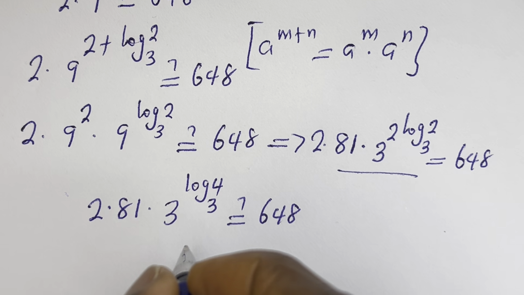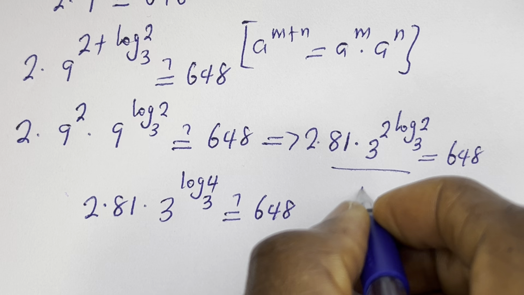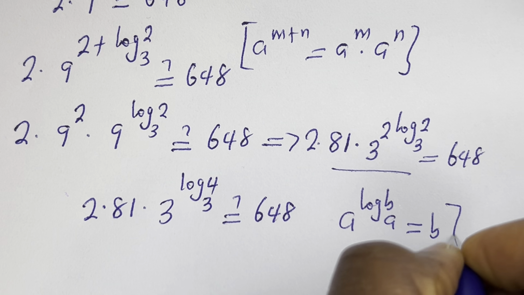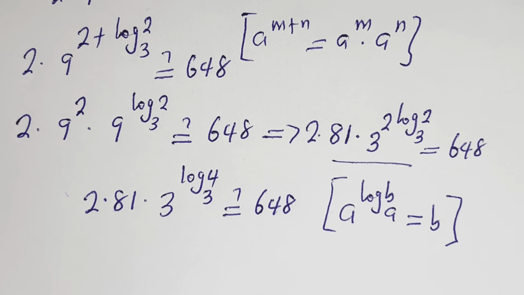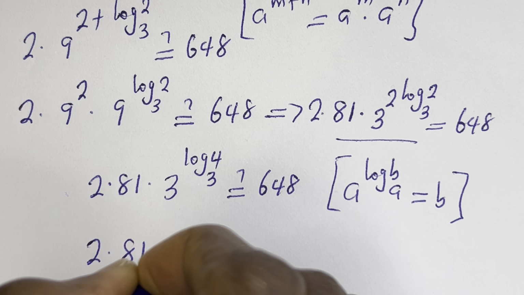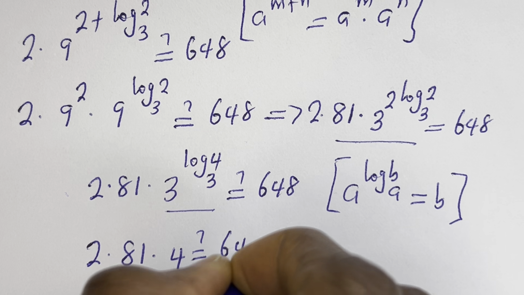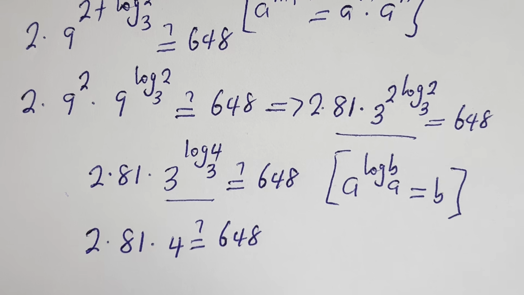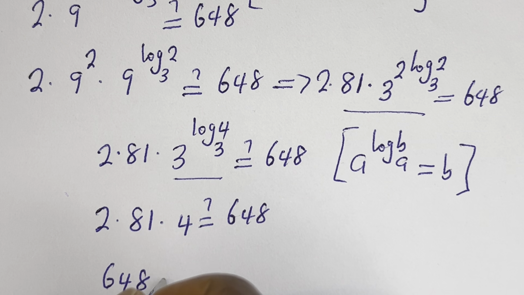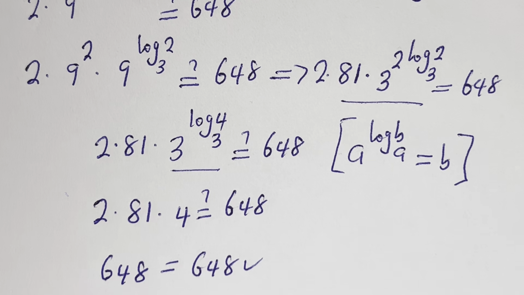And this is, take note of this, that if you have a to the power of log b base a, this is equal to b. Then we have 2 multiplied by 81 multiplied by the whole of this is 4 must be equal to 648. Then 2 multiplied by 81 multiplied by 4, this is 648, is equal to 648, which is true.